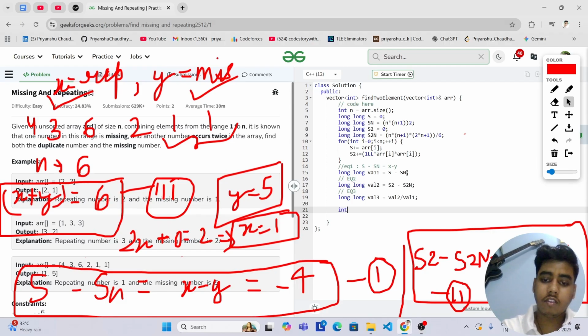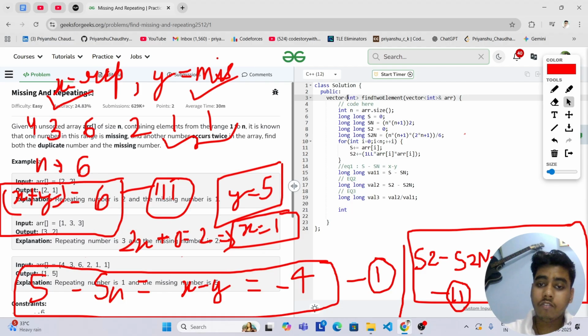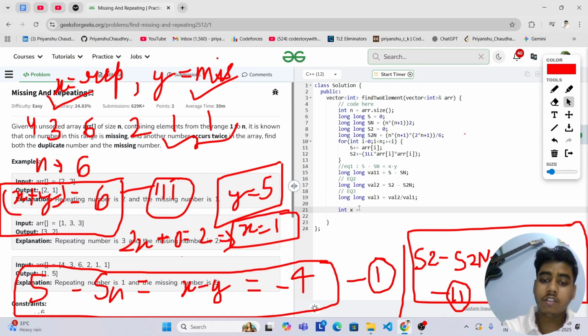So we have to return the answer in a vector form, and the elements will be in integer form. So I am taking x as an integer, so x will be what?